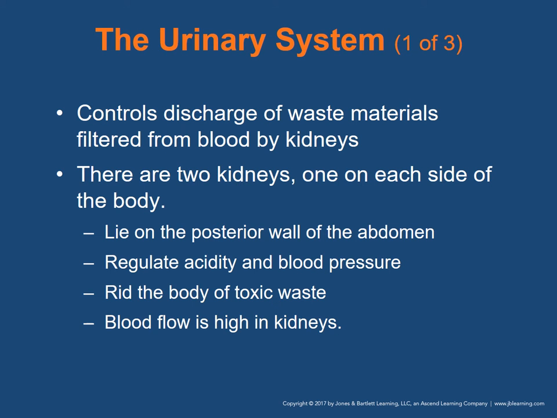So the urinary system in both males and females controls the discharge of waste materials filtered from the blood by the kidneys. There are two kidneys, one on each side of the body. They are in the retroperitoneal space. So it's important for you to understand, and I would make sure that you know this, that the kidneys are in the retroperitoneal space or the flank space.